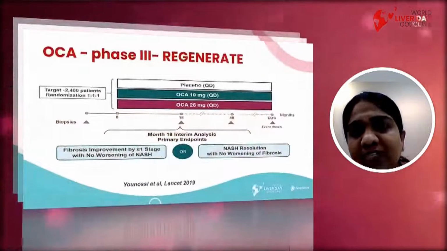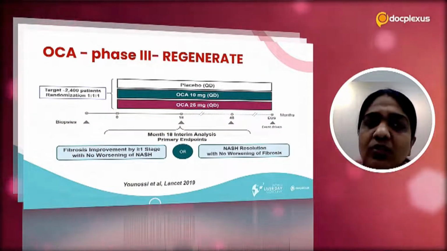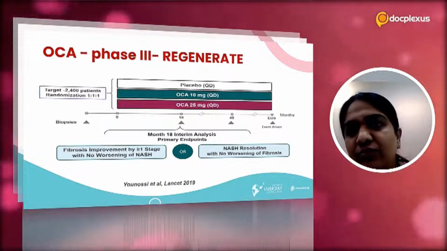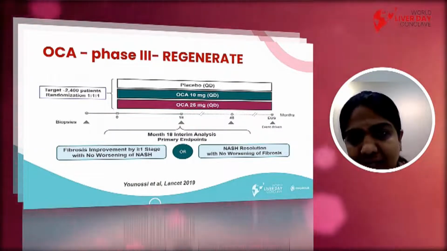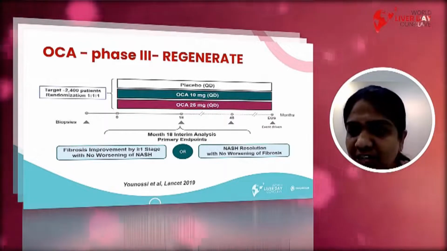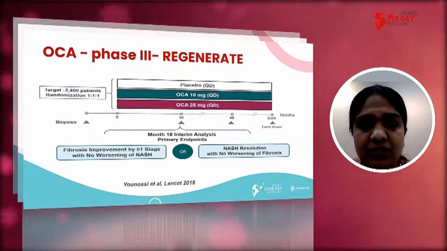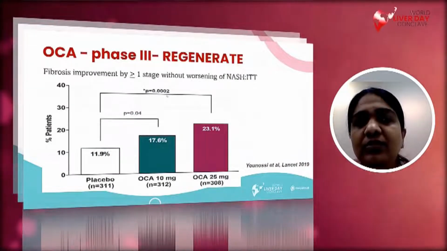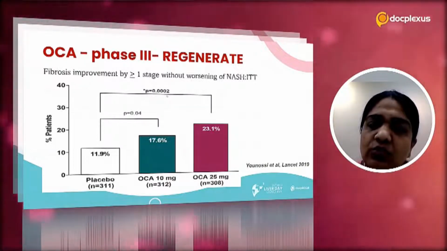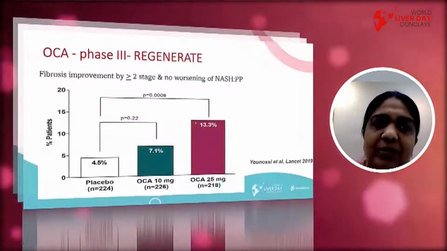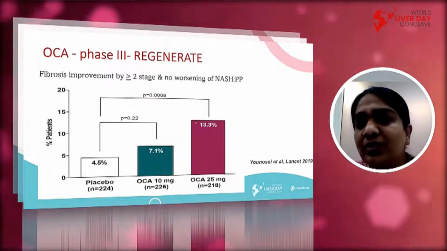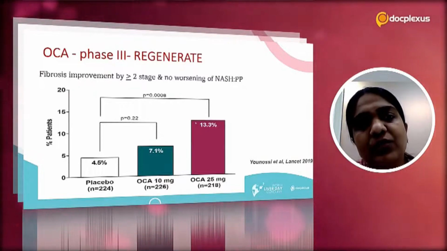So, the phase 3 REGENERATE trial was done wherein 2,400 patients were subjected to either placebo, 10 milligrams of obeticholic acid, or 25 milligrams of obeticholic acid for a period of 18 months. And the primary endpoint was either a fibrosis improvement of more than one stage without any worsening of NASH, or NASH resolution without any worsening of fibrosis. In this trial, it was seen that there was significant fibrosis improvement of more than one stage in patients who had received a dose of 25 milligrams. Similarly, the fibrosis improvement of more than two stages without any worsening of NASH was seen in patients with 25 milligrams. However, this drug again comes with a few adverse effects.